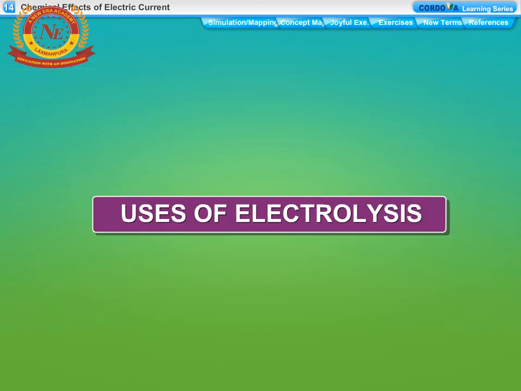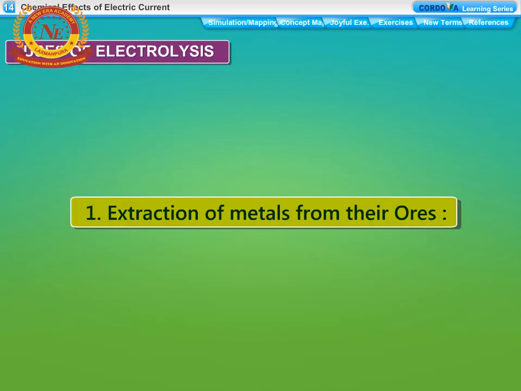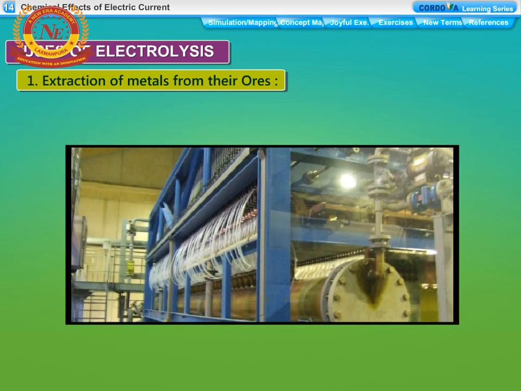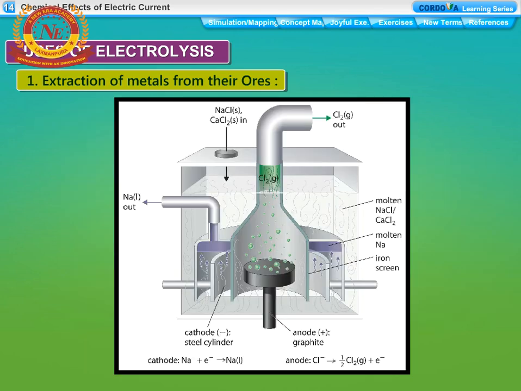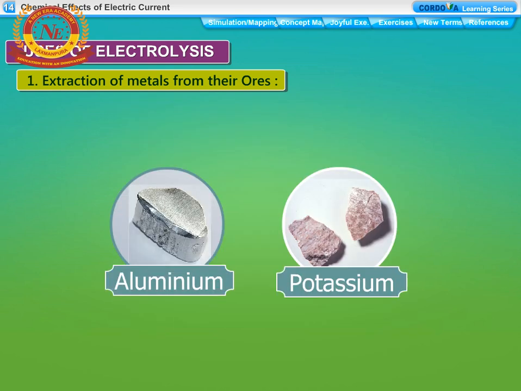Uses of electrolysis. Extraction of metals from their ores. Electrolysis is used in the extraction of metals from their ores. For example, when a current is passed through molten sodium chloride, sodium is deposited at the cathode and chlorine gas is evolved at the anode. Aluminium and potassium are also extracted from their ores by electrolysis.